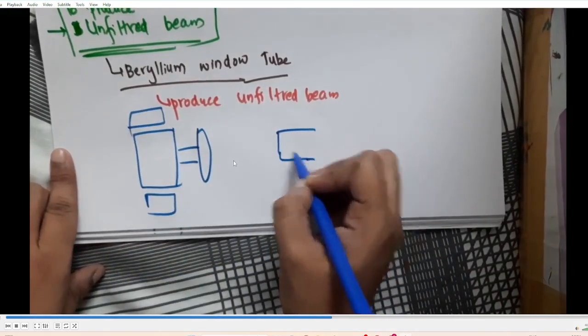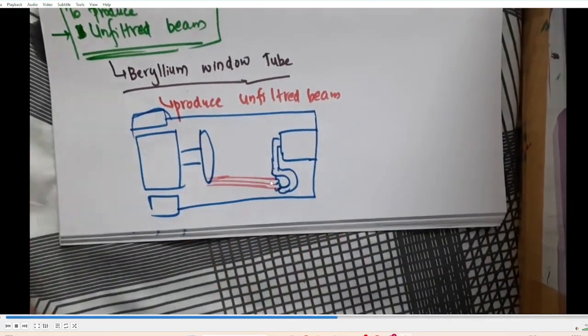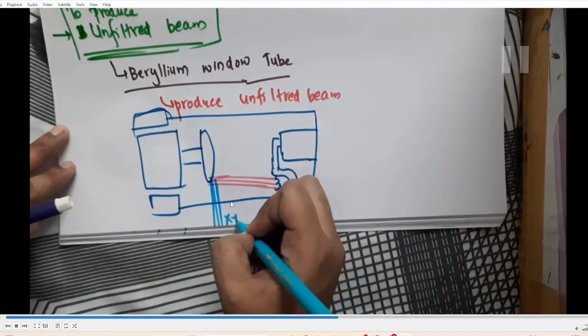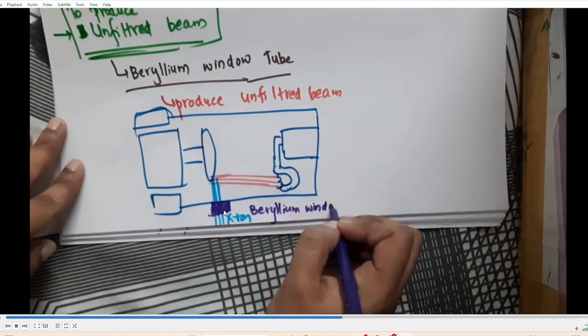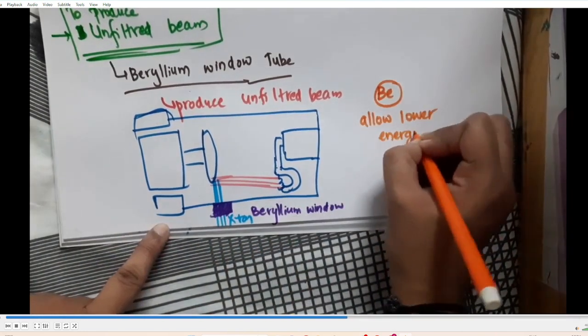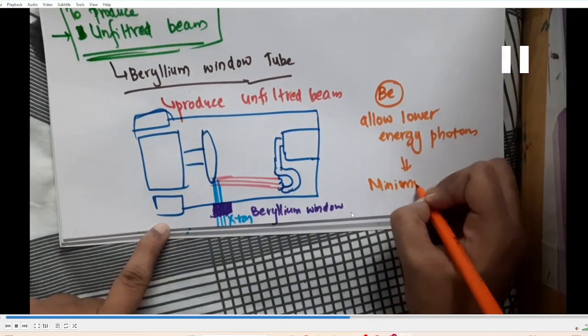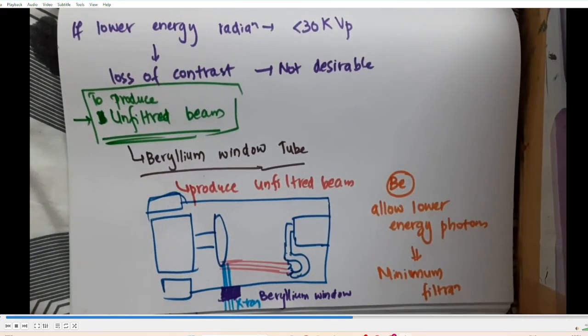So this is the same assembly. Here these are the X-rays which are produced. The exit portal of the glass envelope is replaced here by beryllium, which is more transparent to low energy radiation than glass. This beryllium allows low energy photons and has minimum inherent filtration.